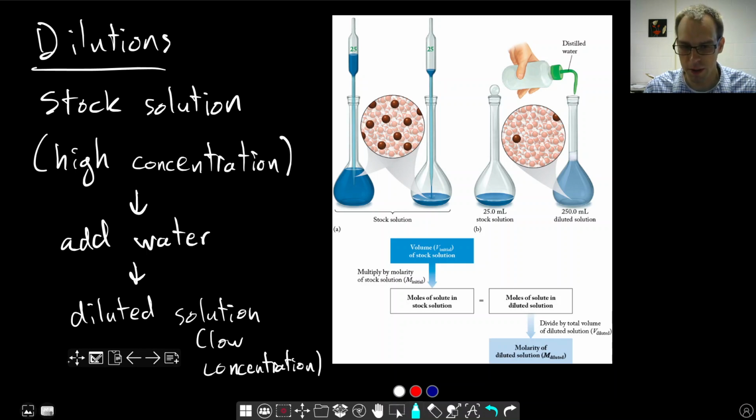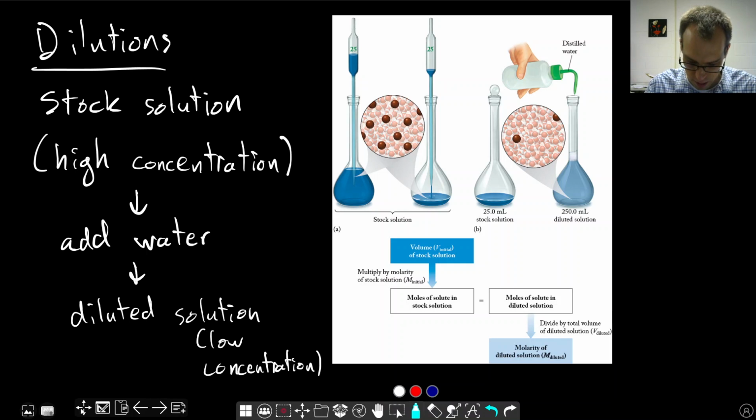Let me just move this out of the way. Okay, and so this figure from the textbook I think illustrates this quite well, and that's why I put it on here. So our stock solution is represented by this first solution here. So this is a solution that has copper in it that gives it a blue color, so that's why the water looks blue. And so that's represented by these ions here in this circle here.